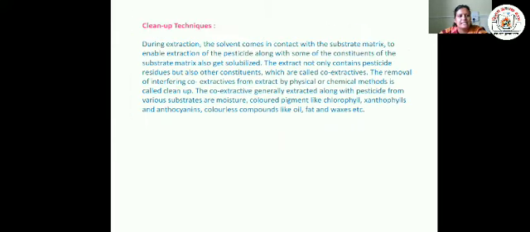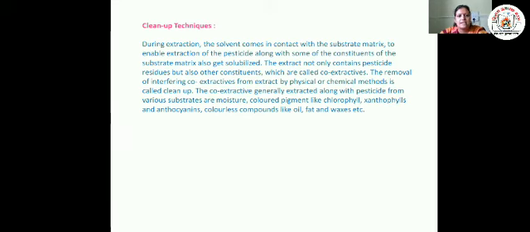After processing, this is the cleanup technique. During extraction, the solvent comes in contact with the substrate matrix to enable the extraction of the pesticide, and along with it some of the constituents of the substrate matrix also get solubilized. The extract not only contains pesticide residue but also other constituents, which are called co-extractives. The removal of interfering co-extractives from the extract by a physical or chemical method is called cleanup.